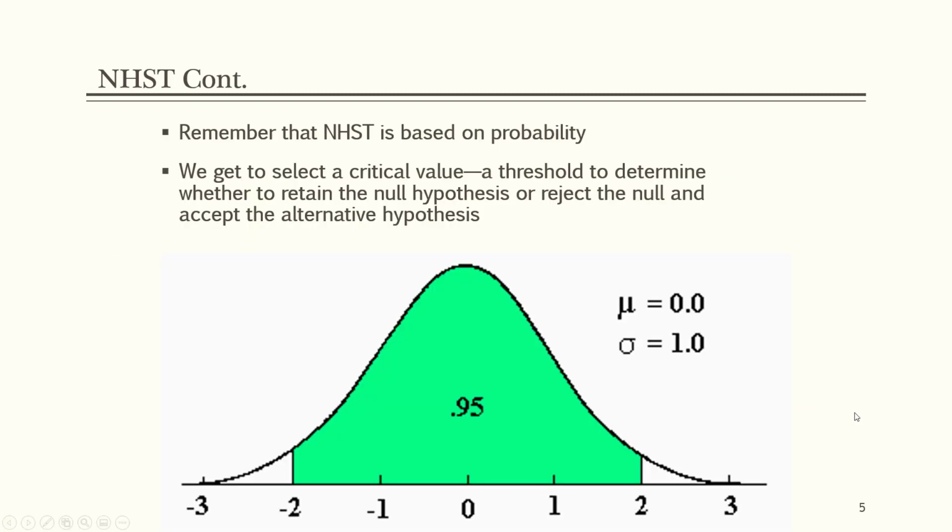So remember, the null hypothesis statistical testing is based on probability. So we select that critical value, that threshold, to determine whether we're going to retain the null hypothesis, that there is no difference, or we're going to reject the null hypothesis and accept the alternative hypothesis. So we have to set this up front before we ever begin our data collection. And again, we do this based on empirical evidence that we already have for the hypothesis that we're testing.